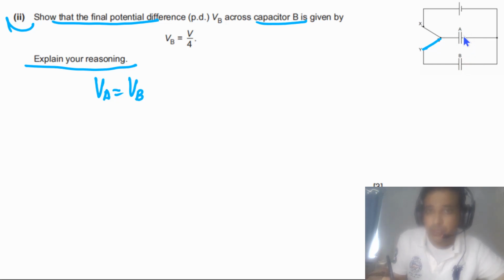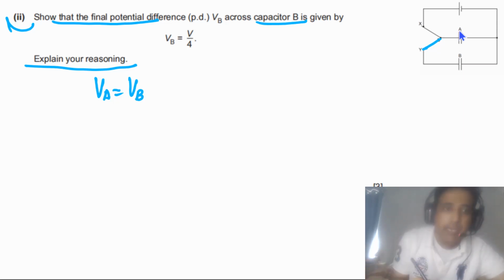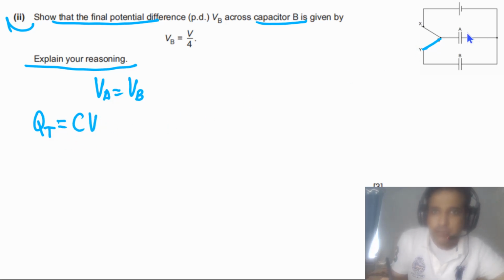So the total charge on capacitor A will be distributed between capacitor A and capacitor B. And total charge we have already discussed. Q total is equal to CV, because this is equal to the capacitance of capacitor A, C, times the initial PD across this one, and capacitance of this one is 3C. So Q total in this case will remain the same. Q total simply will be redistributed between A and B.